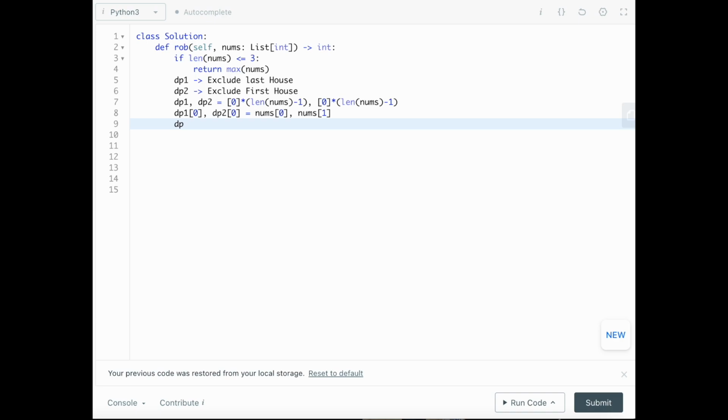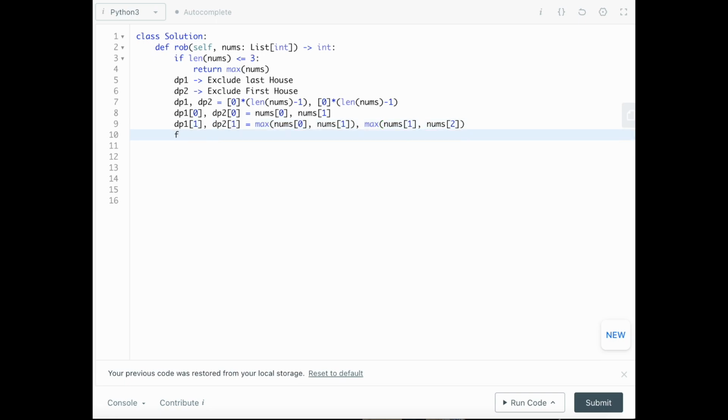And dp1 of 1, dp2 of 1, it is going to be the max of, when there are two houses, max of nums of 0 comma nums of 1. In the second case, it is going to be the houses 2 and 3, so it is going to be max of nums of 1 comma nums of 2.